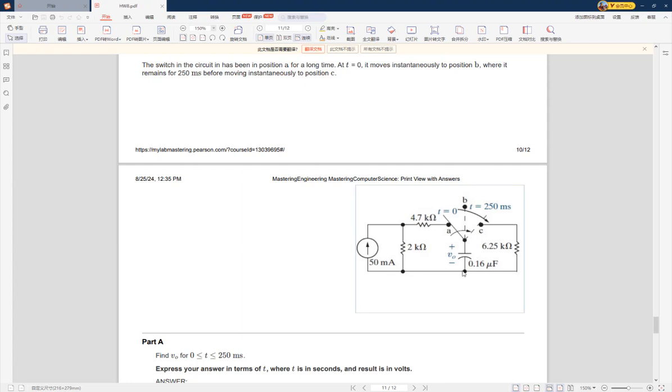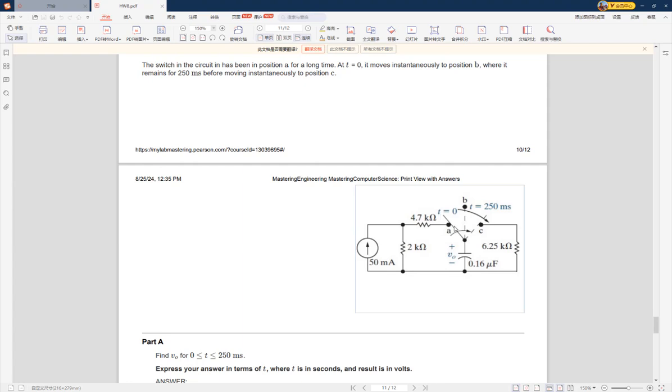You can do a source transformation to convert this one to 50 milliamps times 2K as the voltage, and flip this resistor to the top, okay? Because it's already been there for a long time, there's no current. So the voltage at these two nodes will be exactly the voltage over here, okay? So that's the initial voltage.